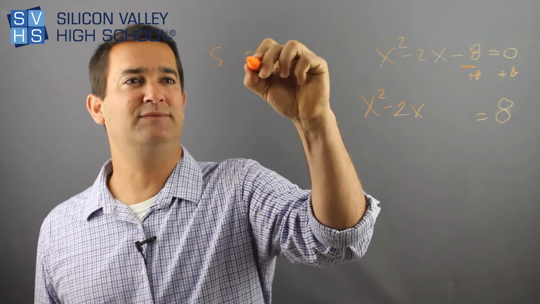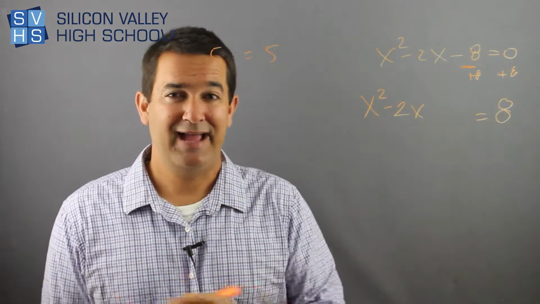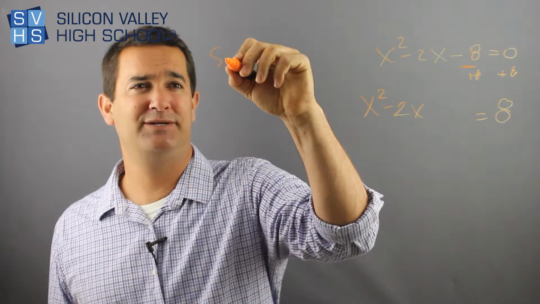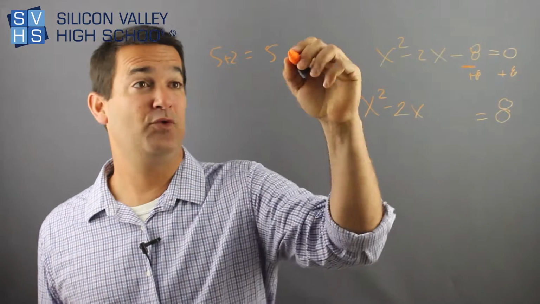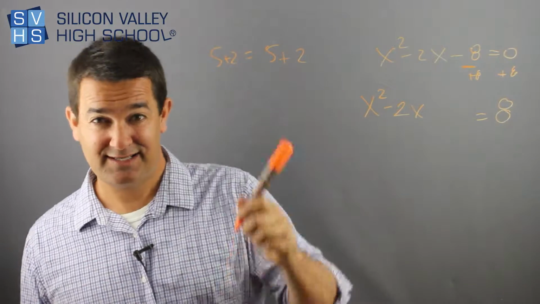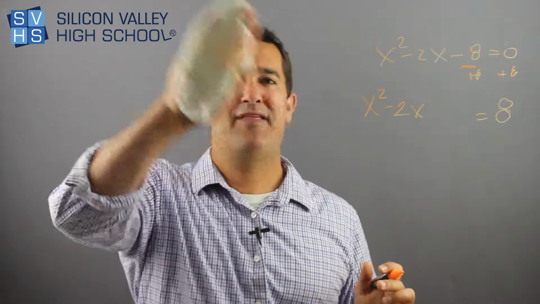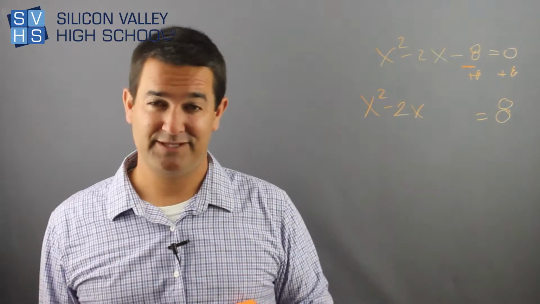Does 5 equal 5? Of course it does. I can add whatever I want as long as I do it to both sides. Let's say I said, I'm just going to add 2. That seems kind of sketchy. Well, it's not sketchy if I add it to both sides because now it's still true. 7 is 7. So that's the math law that allows me to add whatever I want to both sides.